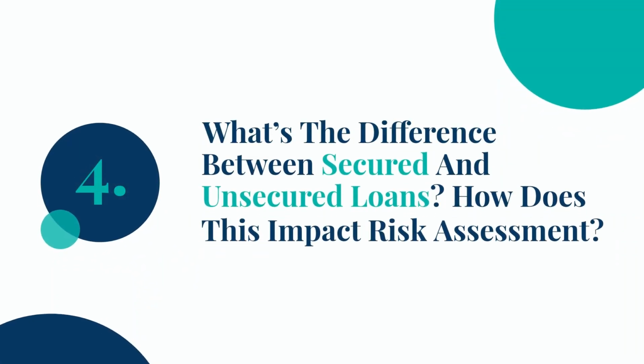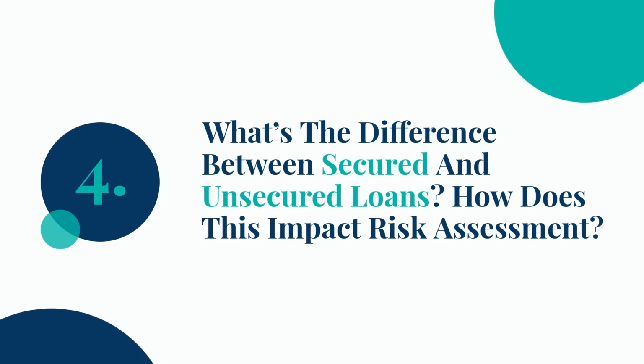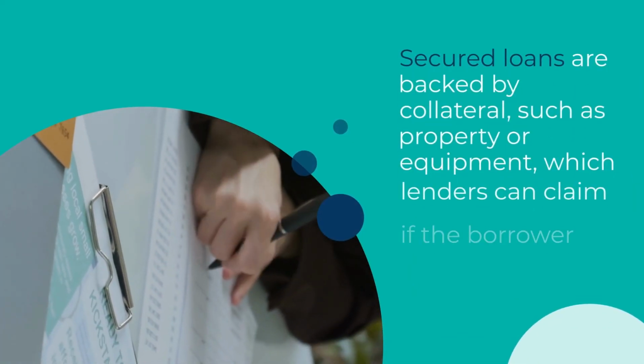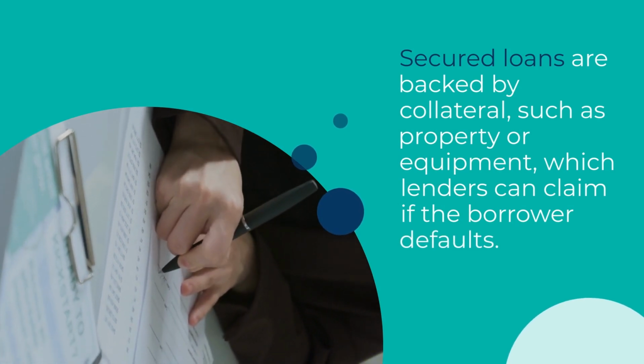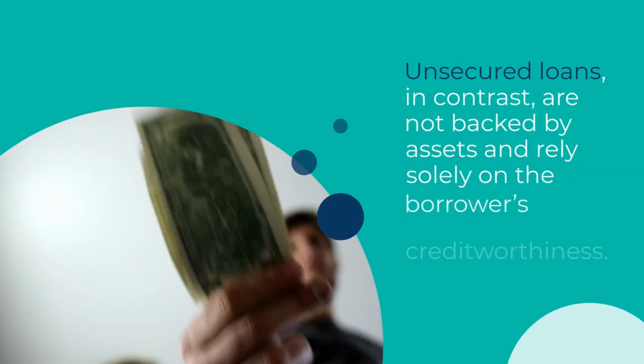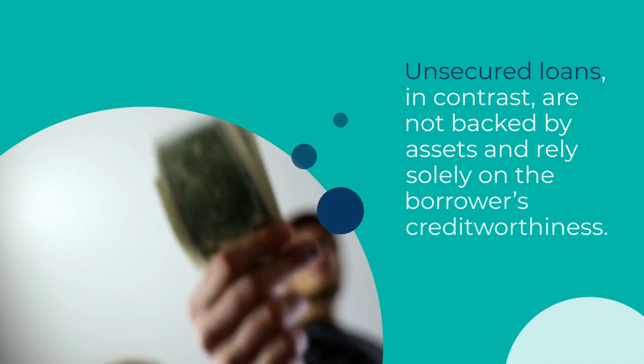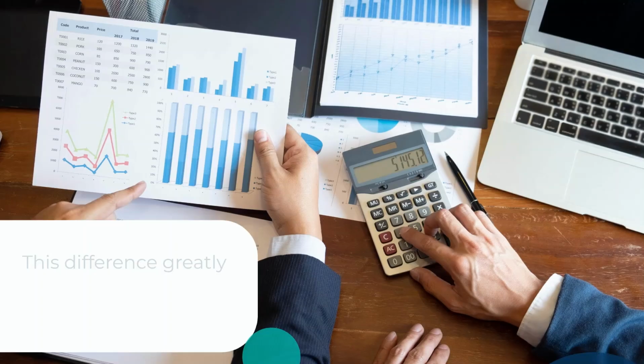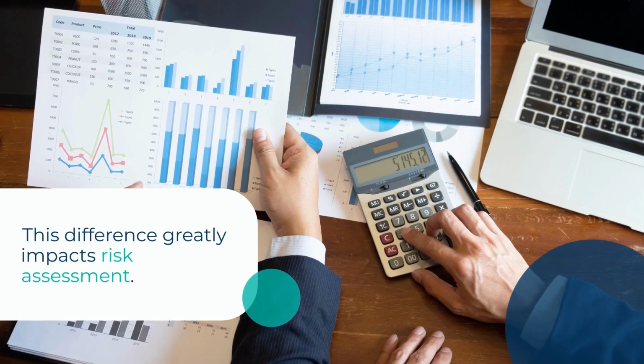4. What's the difference between secured and unsecured loans? How does this impact risk assessment? Secured loans are backed by collateral, such as property or equipment, which lenders can claim if the borrower defaults. Unsecured loans, in contrast, are not backed by assets and rely solely on the borrower's creditworthiness. This difference greatly impacts risk assessment.